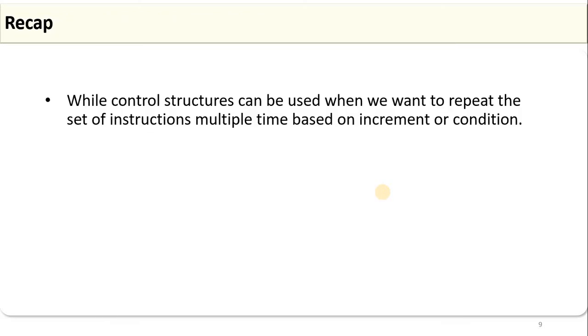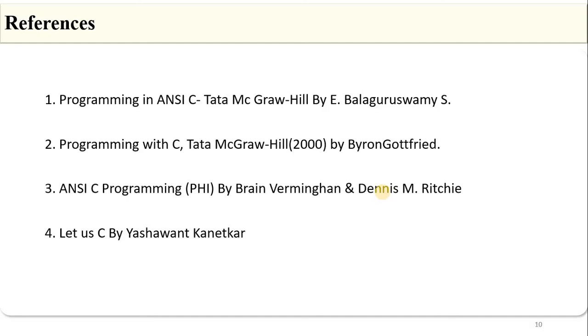Just a recap. While control structures can be used when we want to repeat a set of instructions multiple times based on some incremental logic or based on certain conditions. More of this we will see in the next session, and the references that we can use are these.